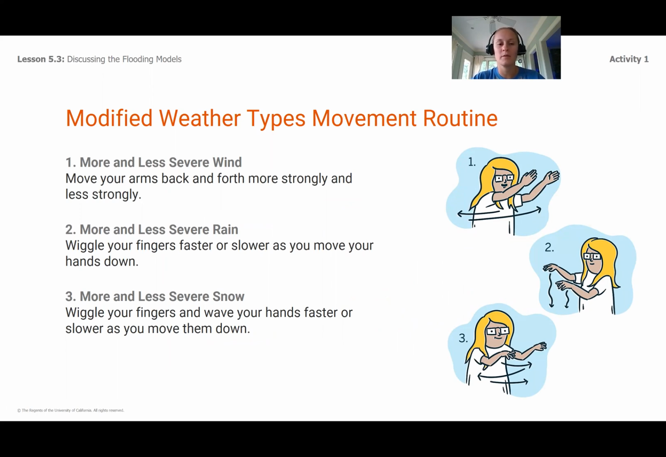So here's our modified weather types movement routine, okay? If there is more or less severe wind, you can move your arms back and forth more strongly or less strongly to show less and more severe wind. If it's more and less severe rain or snow, you can wiggle your fingers slower or faster to show the less and more severe.